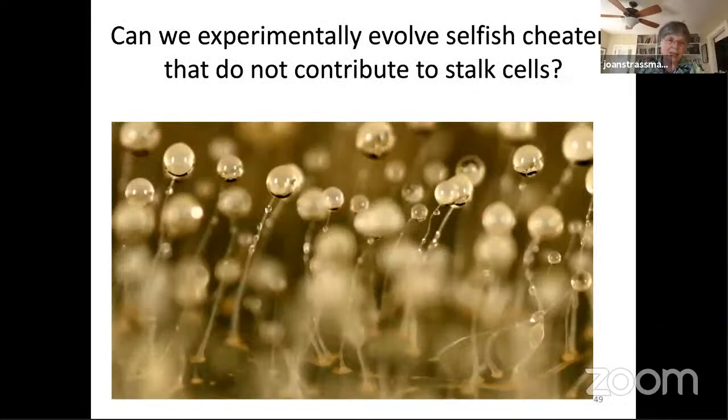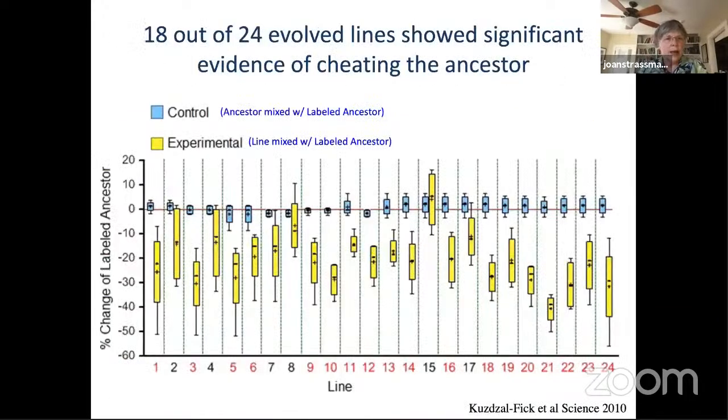And Jenny did this with 24 lines. And so what she found, this is a little challenging to look at, but what she really found is that 18 of these 24 lines showed significant evidence of cheating the ancestor. That's the ones that are down here where it's percent change of the labeled ancestor. I probably should have switched that around.